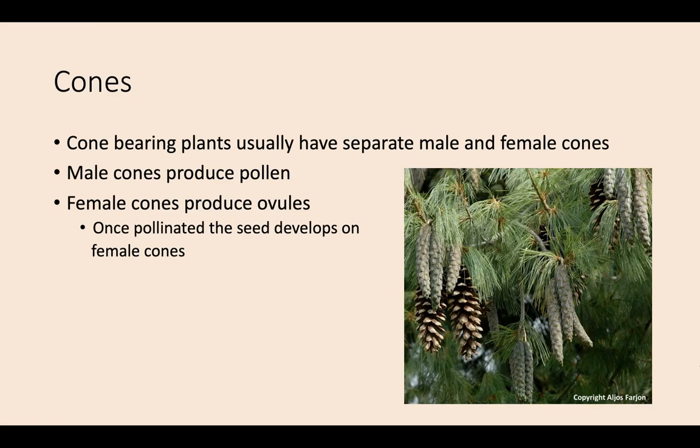Cones. We looked at this at the beginning. Cone-bearing plants are a little different in terms of their male and female parts because they don't produce flowers. So the male cones produce pollen, the female cones produce the ovules. Once pollinated, the seed will develop on the female cone.